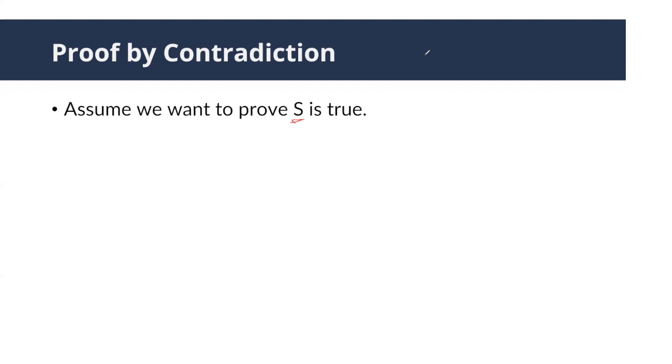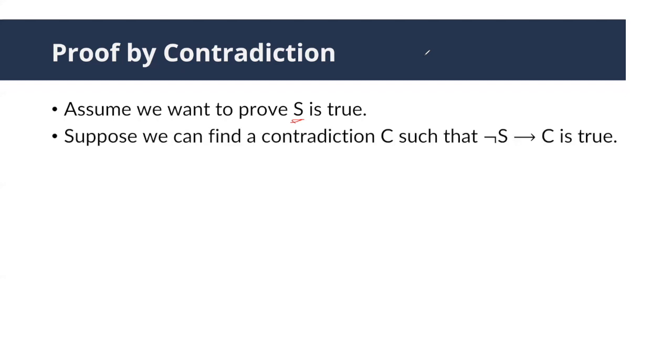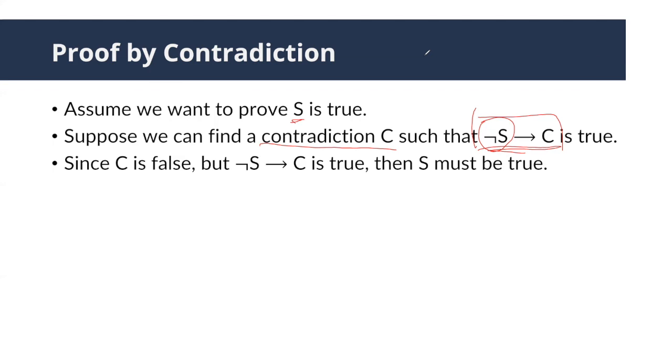Now, what we can do is, suppose you can find a contradiction C such that you can prove this implication is true. You can see the hypothesis of this implication is not S. Why do we create such an implication? The reason is because C is a contradiction. We know C must be false.